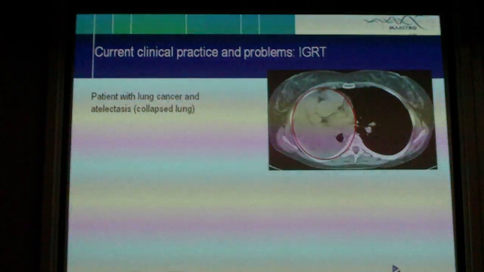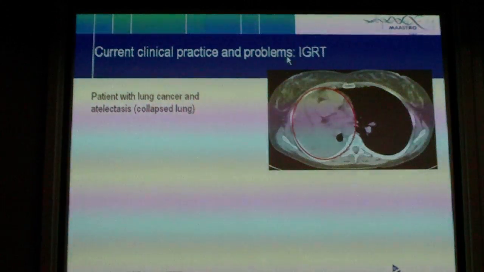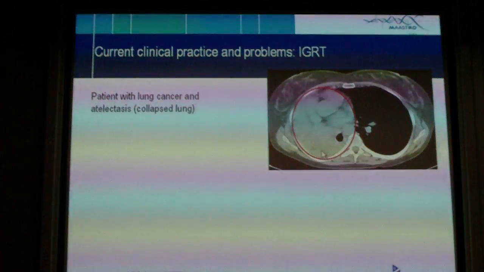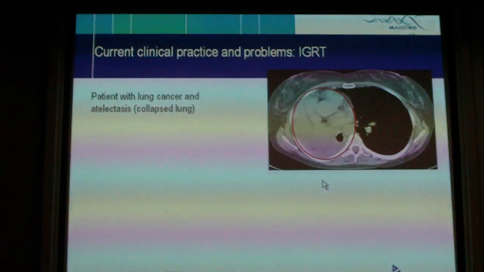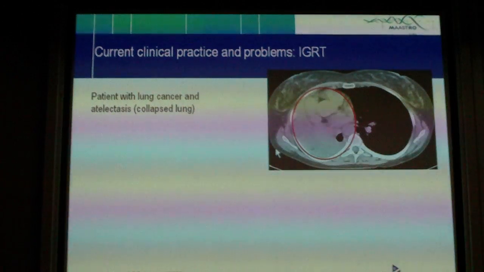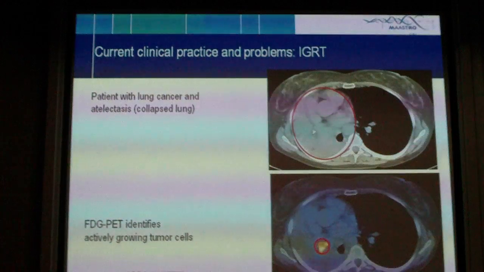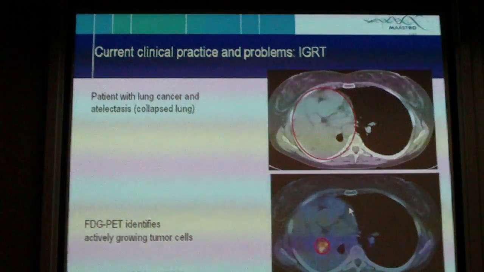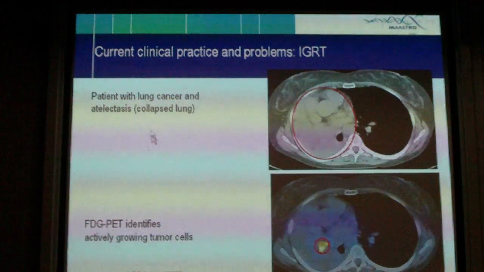However, we have some problems in clinical practice. And the solution for this problem is IGRT, image-guided radiotherapy. So this is a picture of a lung. Can somebody tell me where the tumor is? It's not in the red circle. I mean, the red circle does not represent the tumor. This is the tumor. Only this spot, you can hardly see it on CT. This is just regular lung, the rest, but it's collapsed. So it's a collapsed lung.